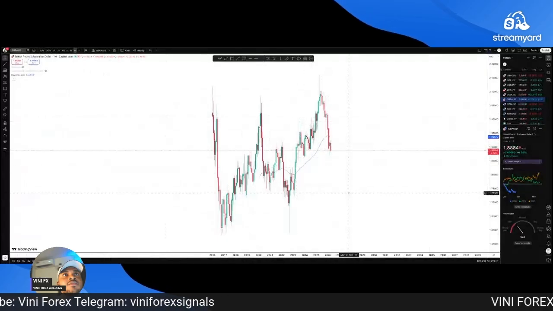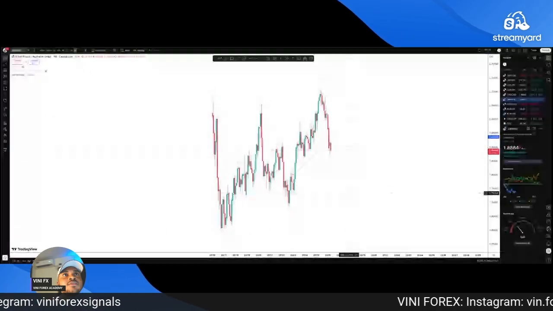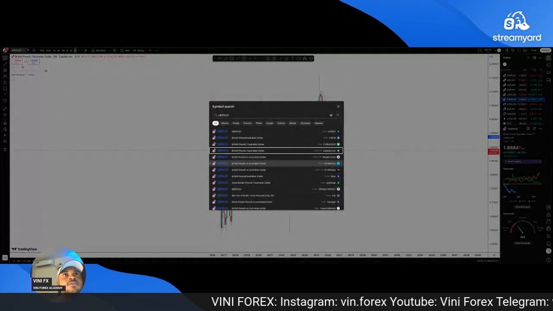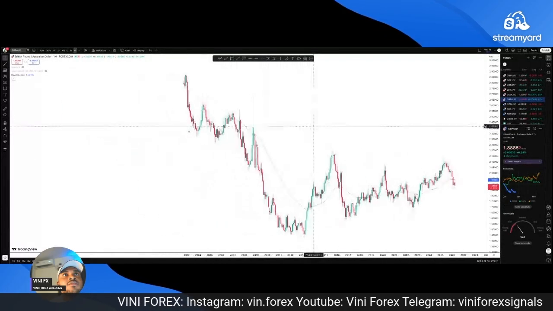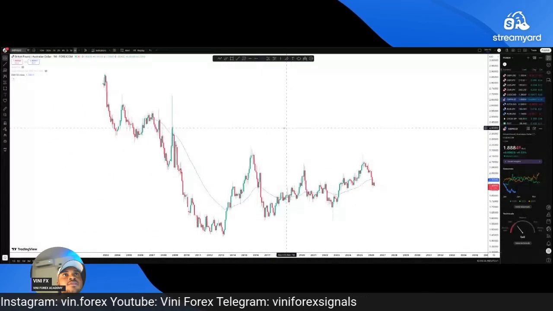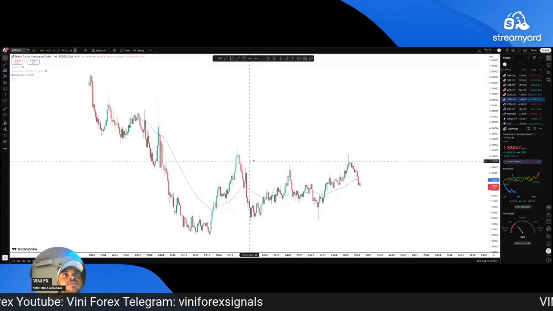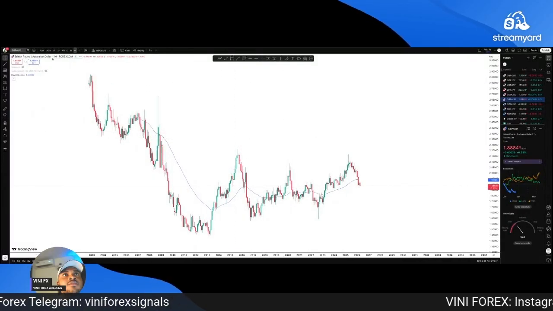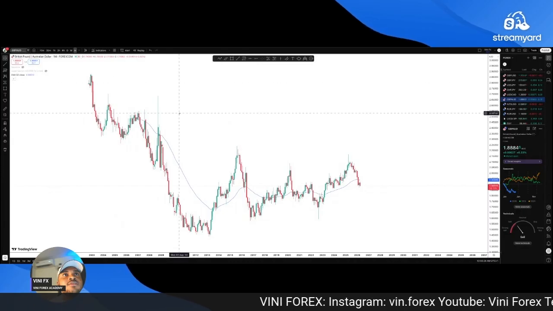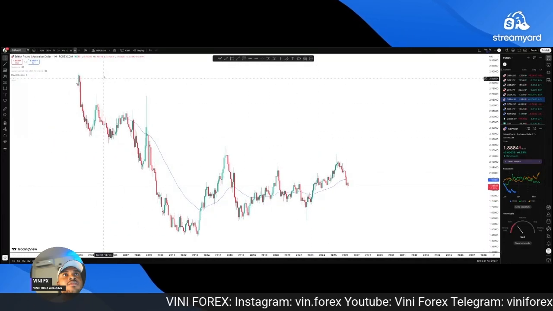Because I don't like this capital.com. It's not giving me what I want. Let's change it. Let's try forex.com. Okay, forex.com kind of makes sense. This is the GBP AUD, Great British Pound slash Australian dollar. So we are on the monthly time frame.